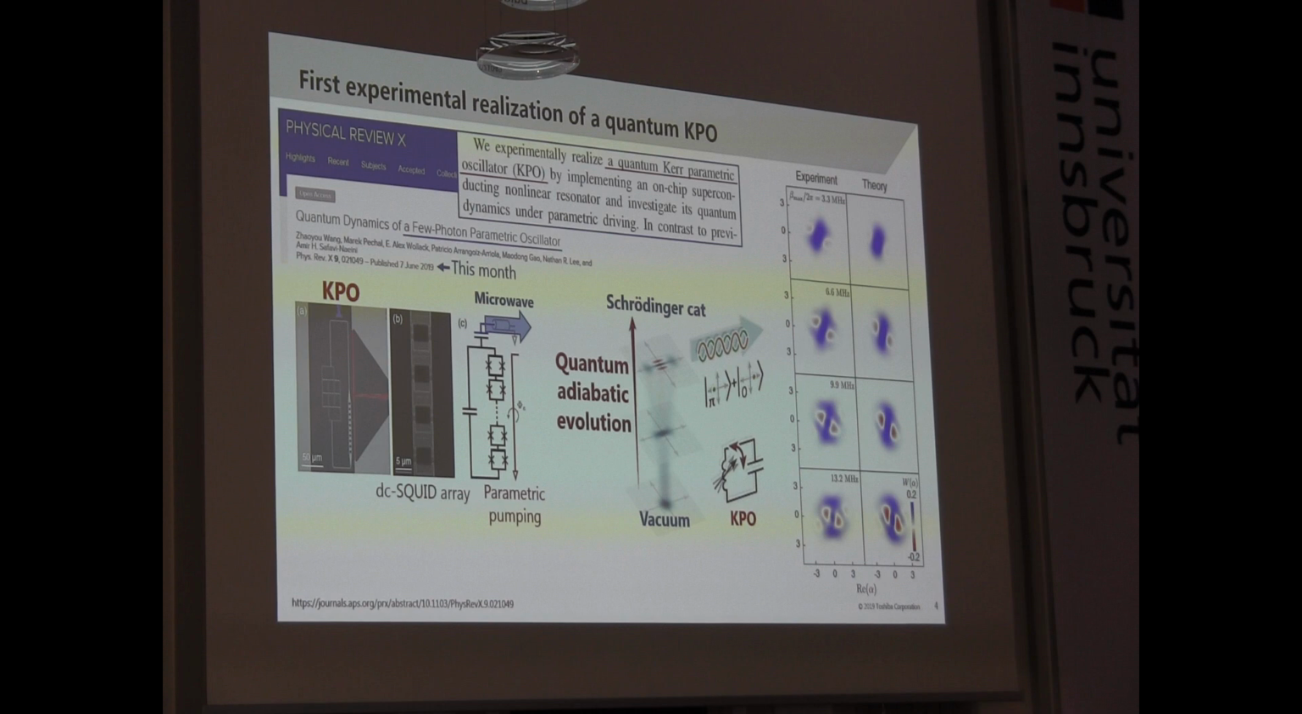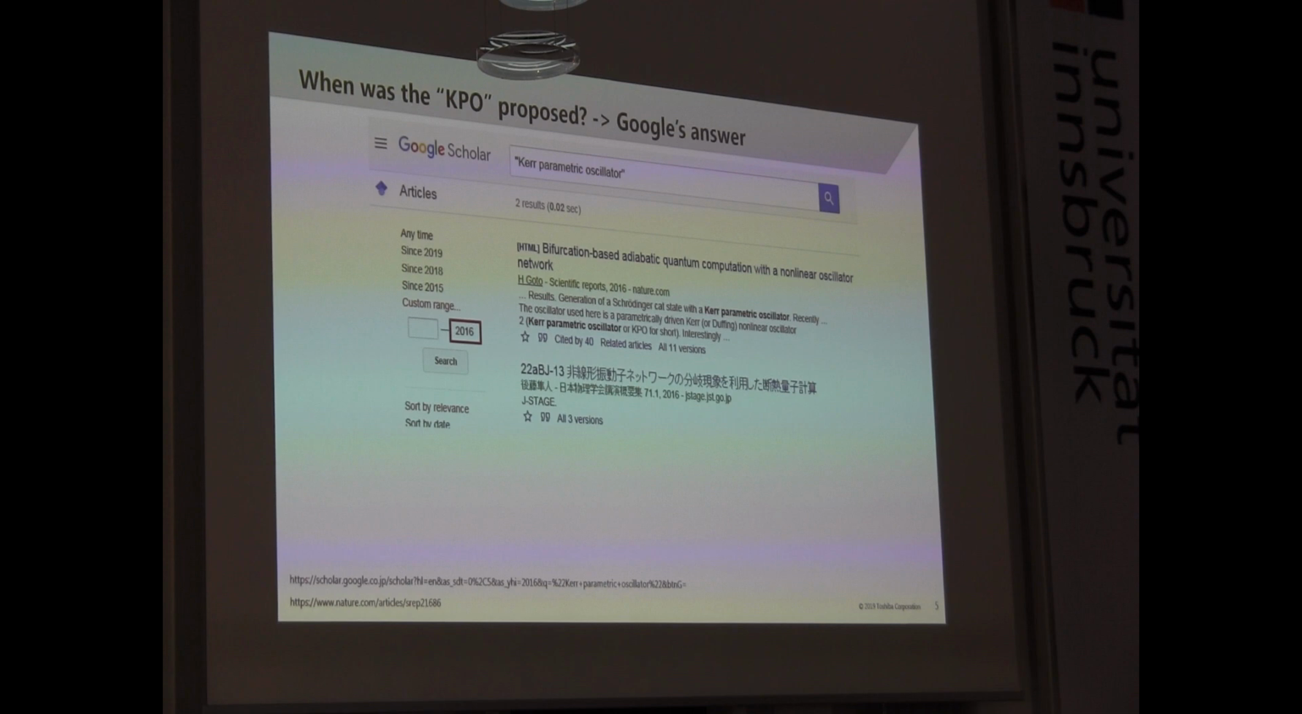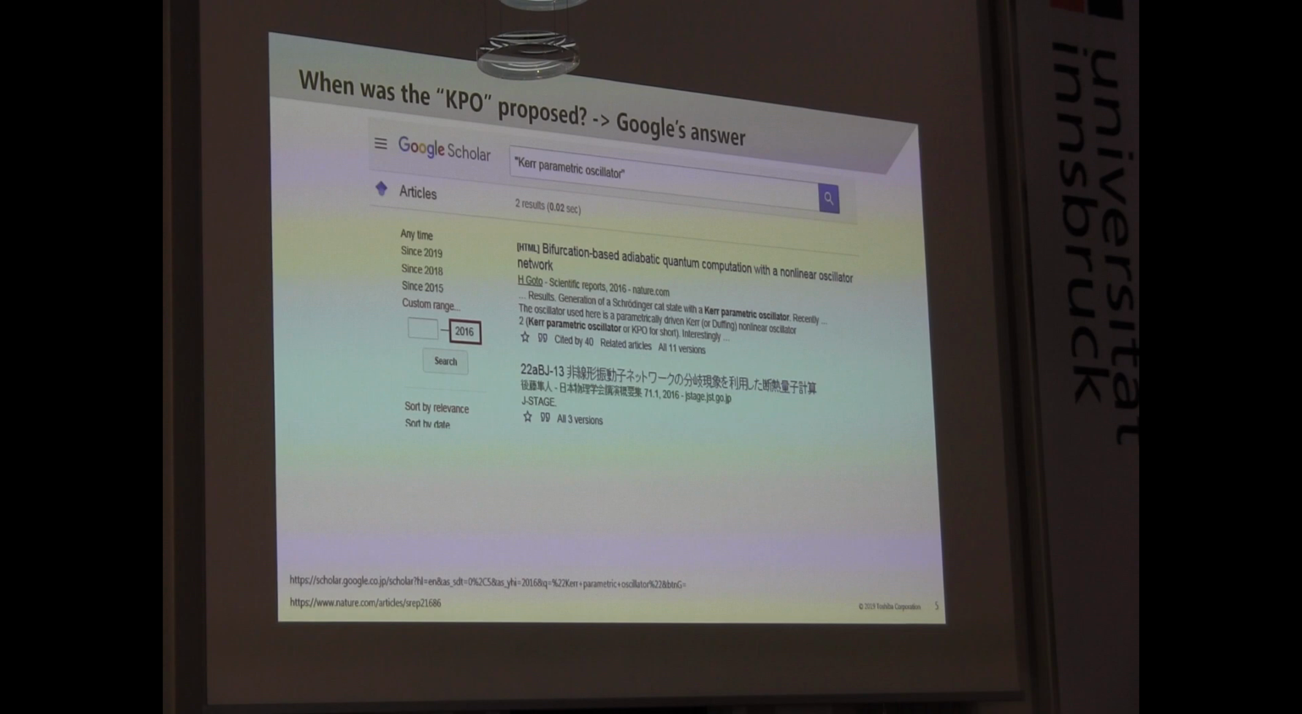But here, what is a Kerr parametric oscillator? In such a case, we can always ask Google. And I found two results before 2016. And the second one is maybe in Japanese, so we should check the first one. And at the end, we get this paper. The title is Bifurcation-Based Adiabatic Quantum Computation with a Nonlinear Oscillator Network. And the author is, I get it. This is my paper. So I'd like to say the concept of the KPO was published by me in this paper, to my knowledge. And the second Japanese one is also mine.